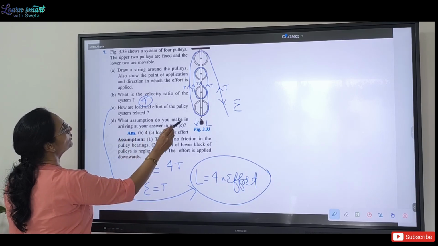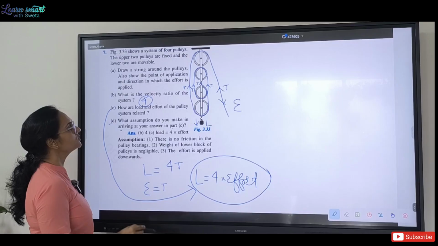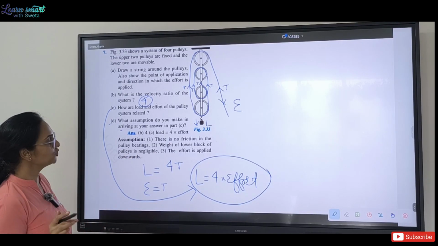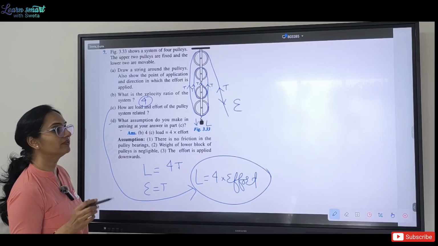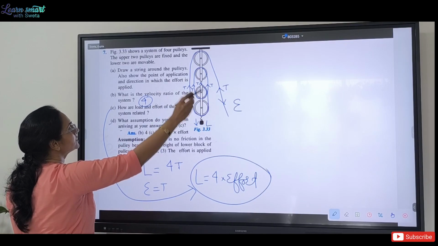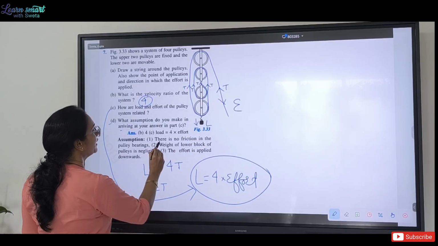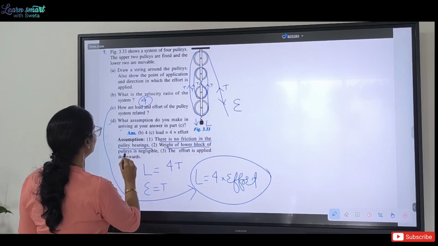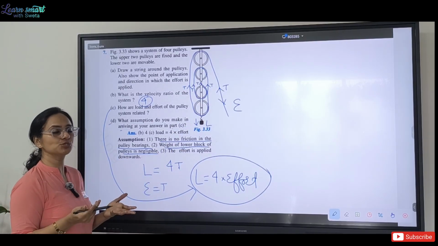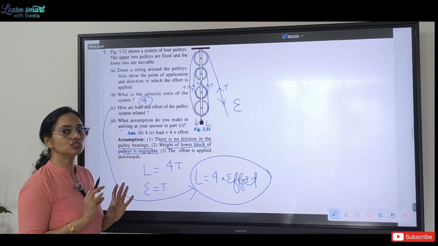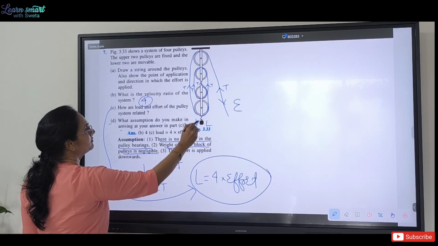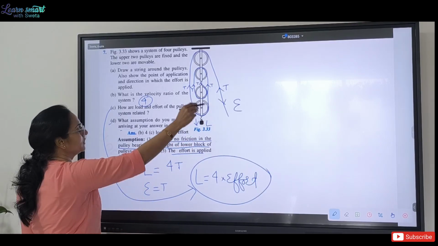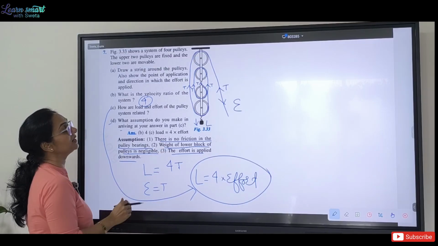And then what assumption do you make in arriving at your answer in part C? This is a very important question. Because we are saying load is 4T and effort is T, we have assumed that there is no friction between the strings. Very important point, we have to write that we have assumed there is no friction in the pulley bearings, and the weight of the lower block is negligible, because otherwise in the actual system, because of the weight, the efficiency is not 100%. We have also assumed that effort is applied downward. We can see effort we are applying downward, so we have to write it.